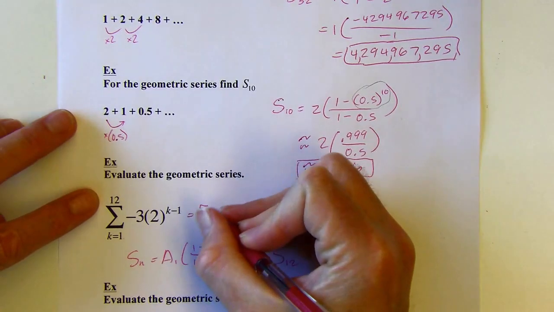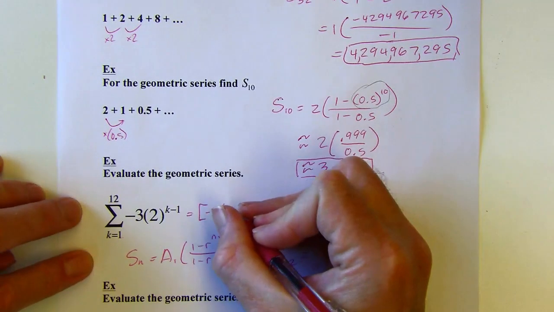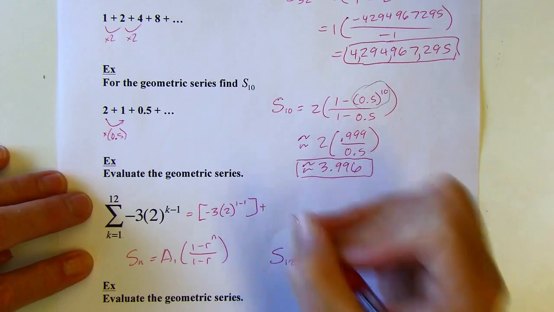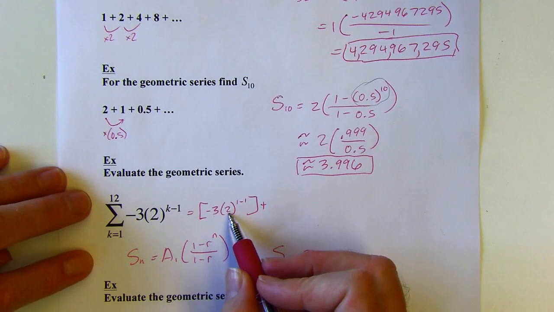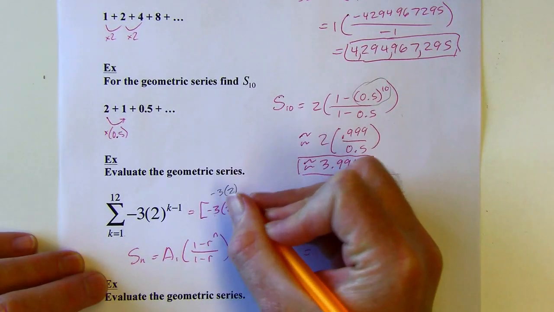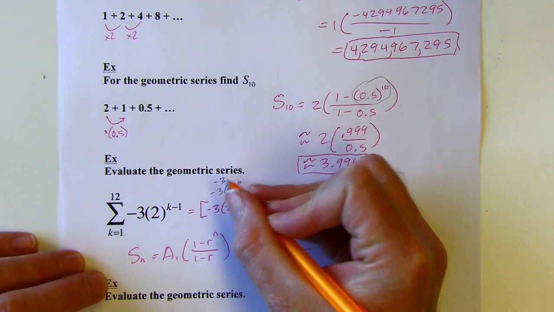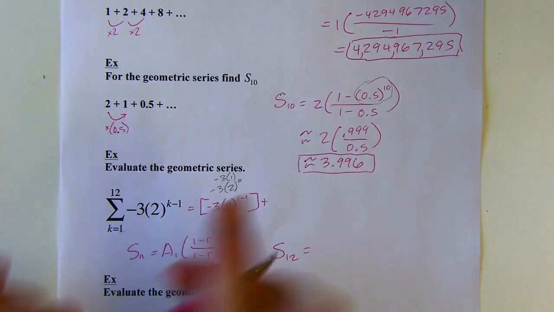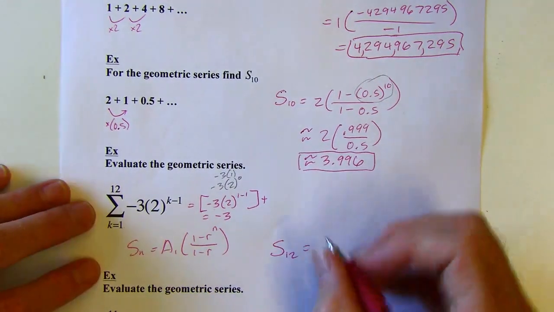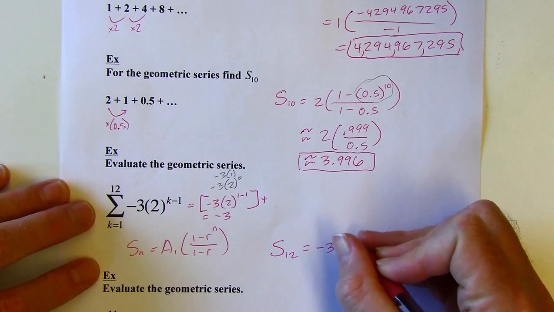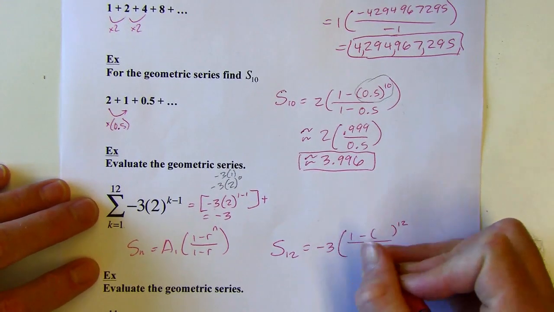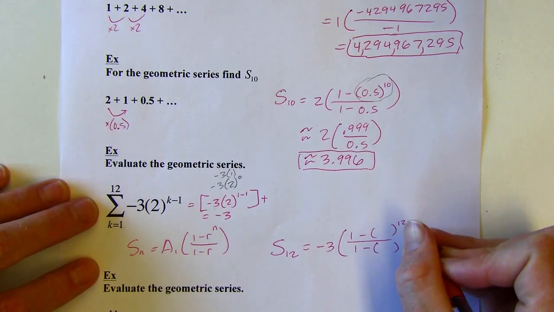So first term I'll get by plugging 1 in for k. Okay, so let's see, that's going to be negative 3 times 2 to the 0th. Well, 2 to the 0th, negative 3 times 2 to the 0th. 2 to the 0th is 1. So this is negative 3 times 1. So that means that this first term is negative 3. Okay? All right, first term is negative 3. I'll put that in that slot there. And then I'm thinking, what else do I need here? I know there's going to be 12 terms. That's my little exponent there. The other piece I need is the ratio.